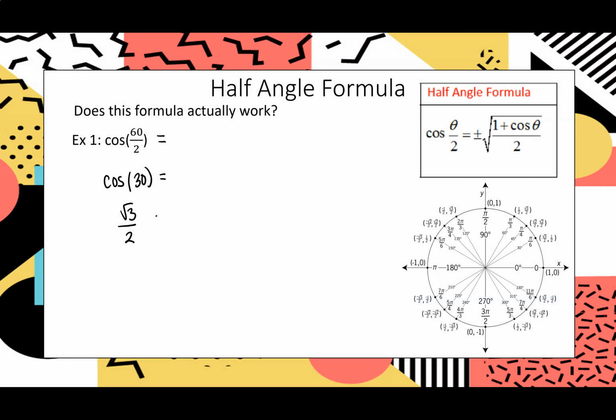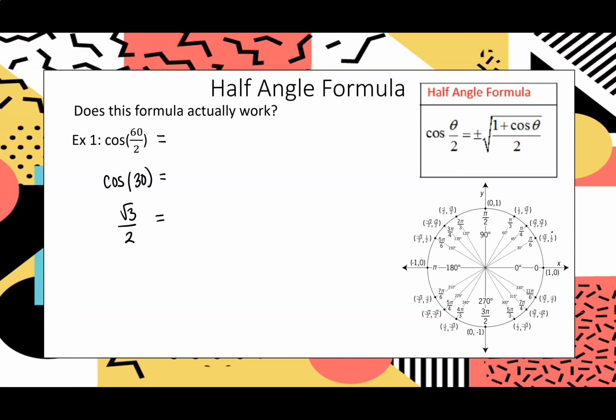And if you're trying to figure out, Ms. Sorensen, how'd you get that? Just go over to your unit circle right here and find your 30 degrees, which is right here, and you're picking your first coordinate. Remember, computer science. First it's cosine, then it's sine.